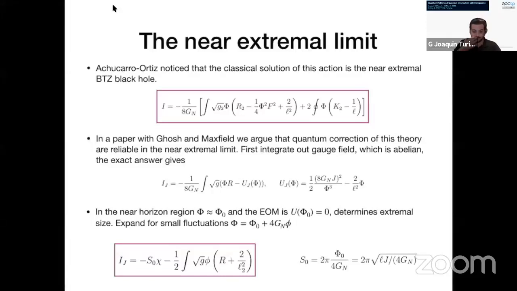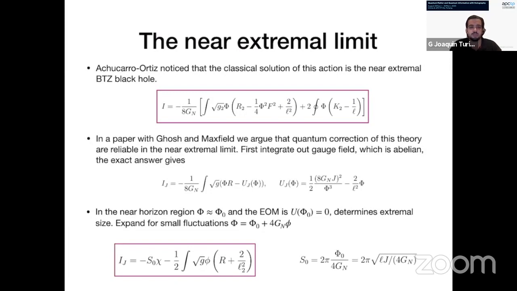Okay. So yeah, I was talking about the near extremal BTZ. So you do KK reduction in the throat, and you get a dilaton gravity that I have here, with this U(1) gauge field. And okay, so this is something we studied in a paper. I mean, this was solved in a lot of other papers, but the approach we took with Ghosh and Maxfield in a paper from last year is to first integrate out the gauge field.